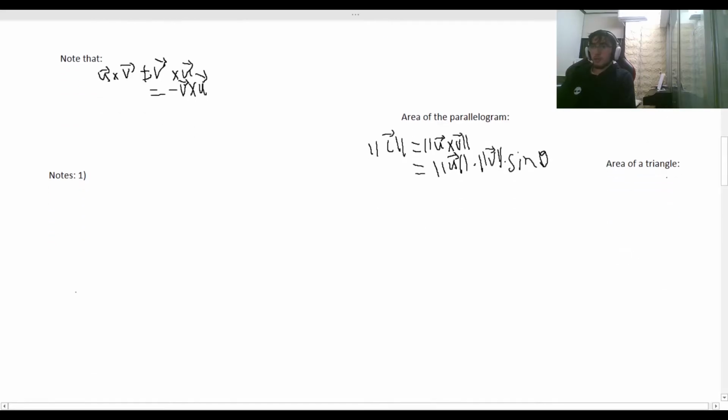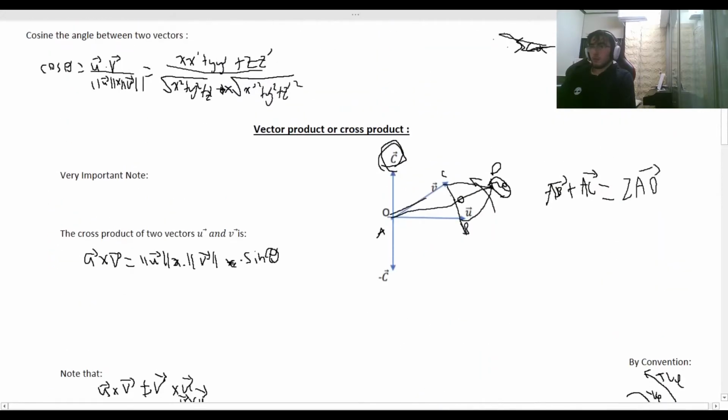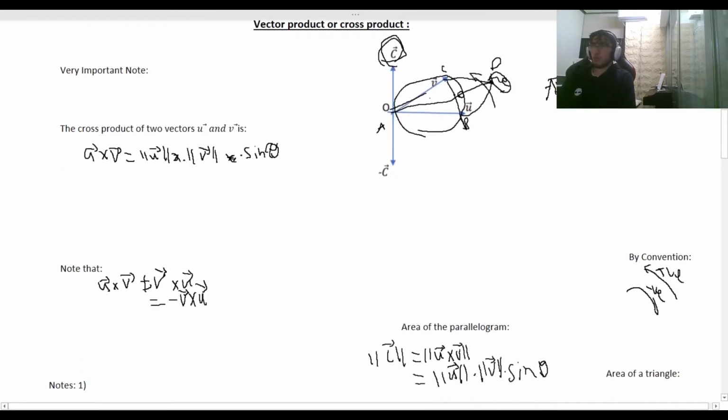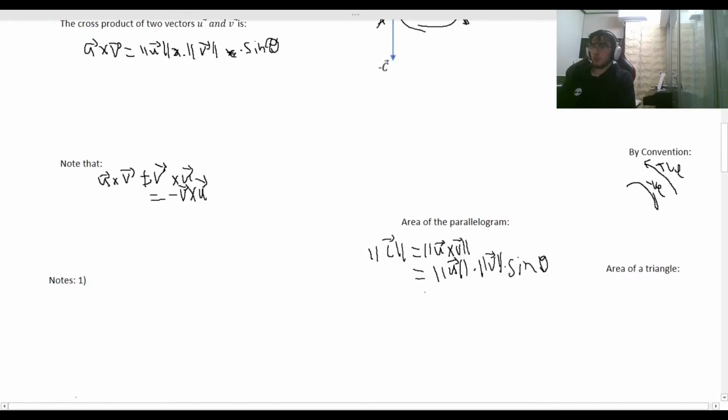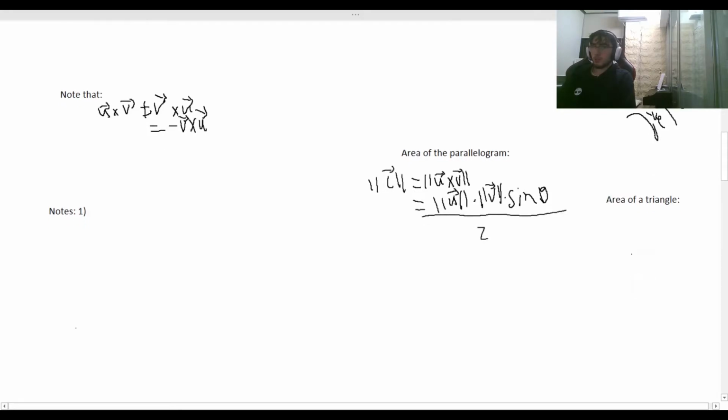What is the area of the triangle from one diagonal? For instance, this triangle. It's simply the area of the parm over 2. So it's u vector cross v vector over 2.